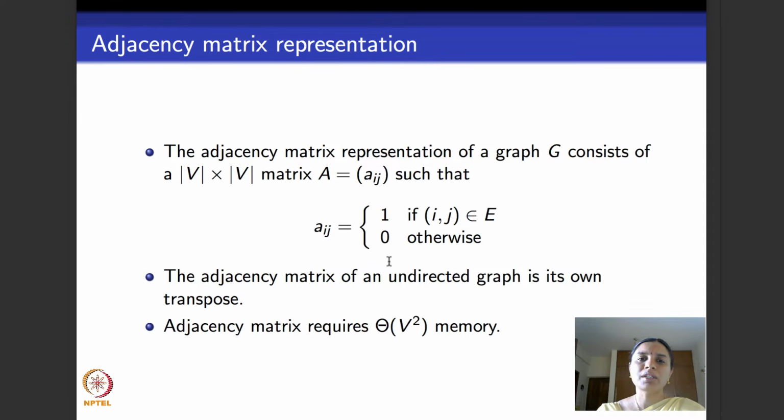So if you see the adjacency matrix of both directed and undirected graphs, it will need theta of |V| squared memory, because they are matrices of size |V| by |V|. In addition, for an undirected graph, because the edges are there on both sides, the transpose of its adjacency matrix will be the same as the given adjacency matrix.